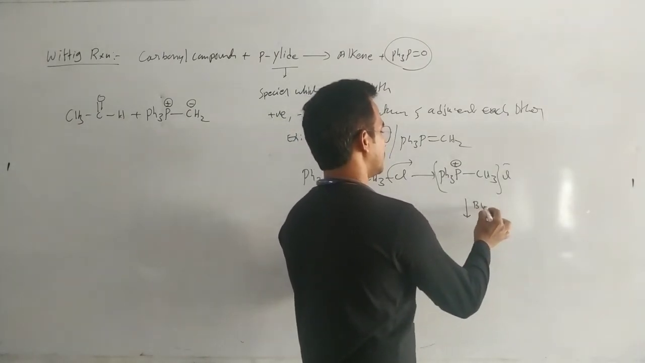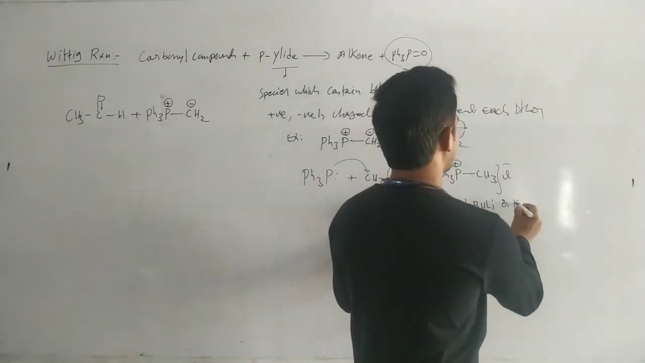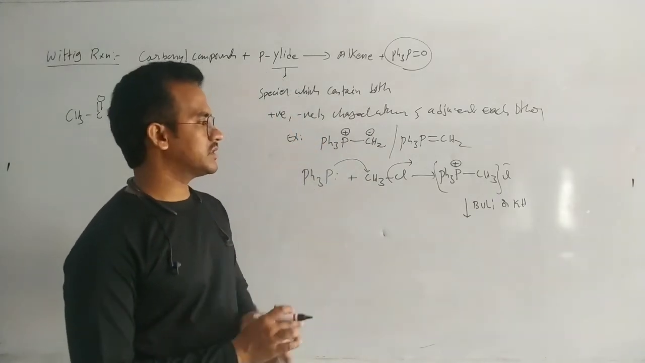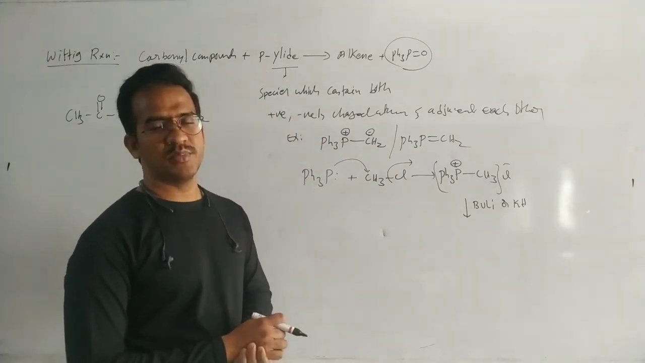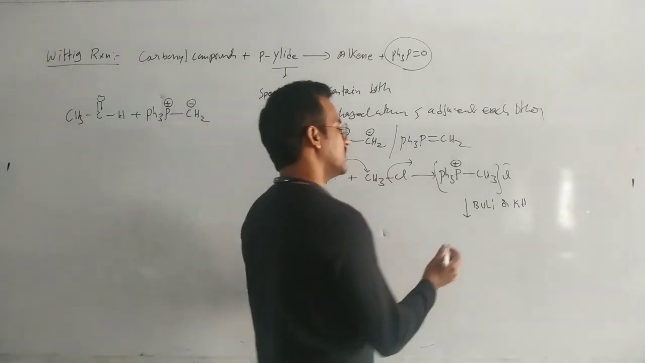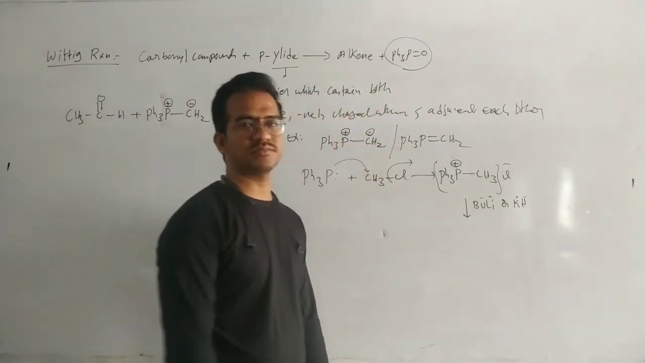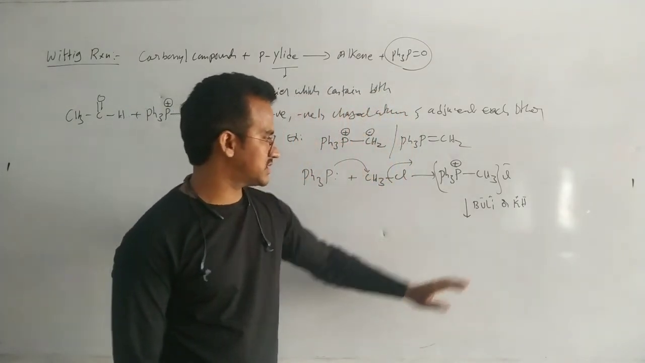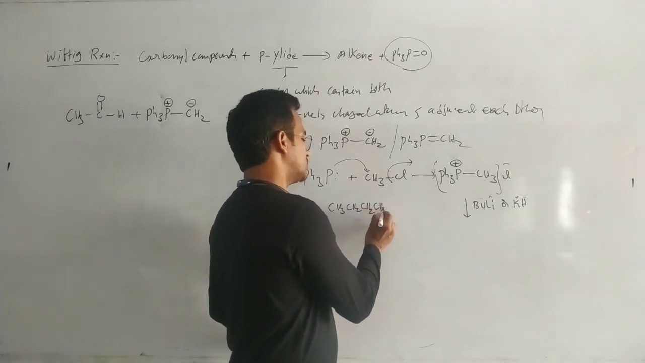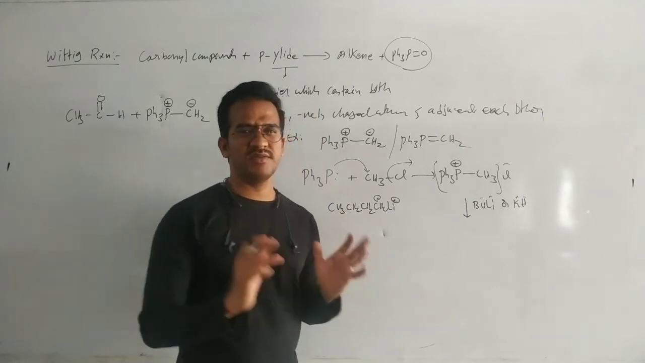Now this one I'm treating with butyl lithium or potassium hydride. Here butyl lithium is strongly basic in nature, and potassium hydride, H minus, is strongly basic in nature. So here Bu minus and Li plus, and here K plus and H minus. Butyl lithium is CH3, CH2, CH2, CH2 minus Li plus. In this case H minus is basic in nature.